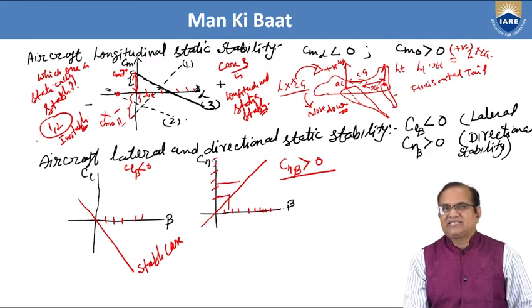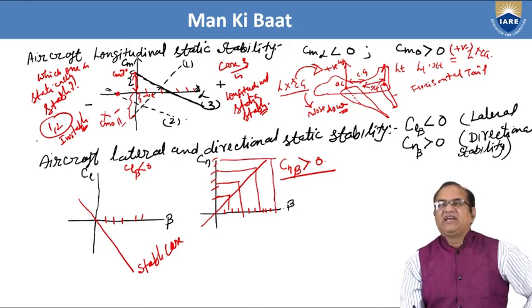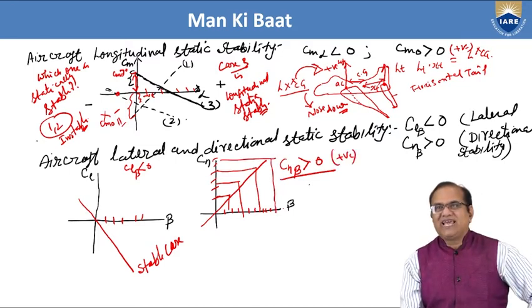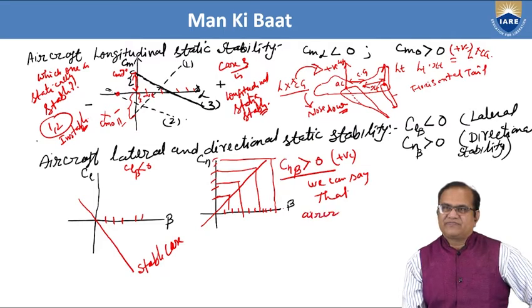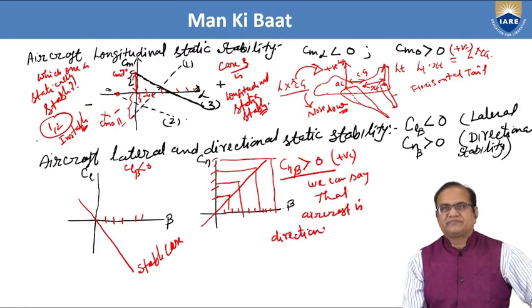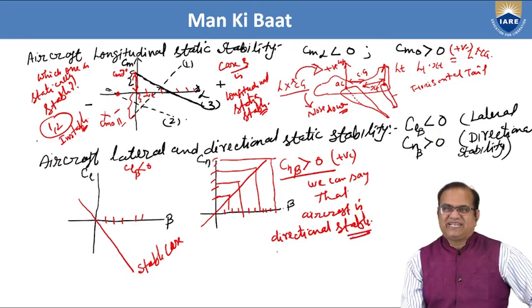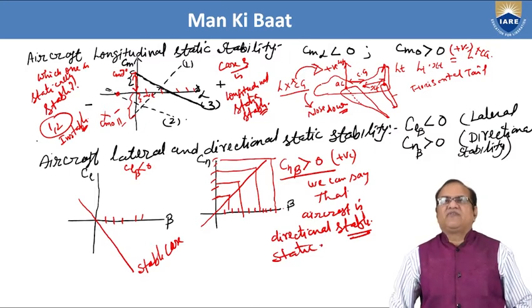You see here like this. If it is increasing with increase in beta, it is a positive value, then we can say that the aircraft is directionally stable. About static, we are talking about here static only. Okay, so these are the few concepts which we have discussed.